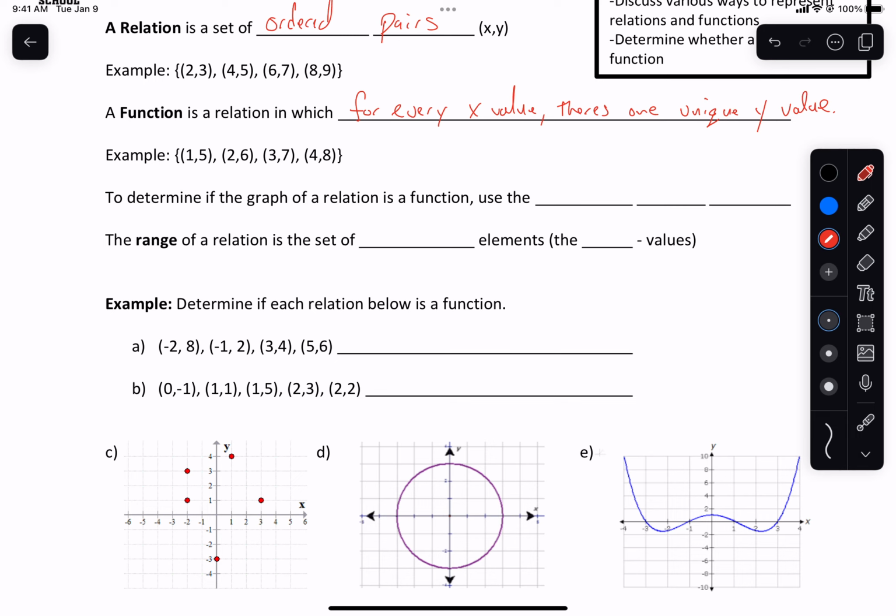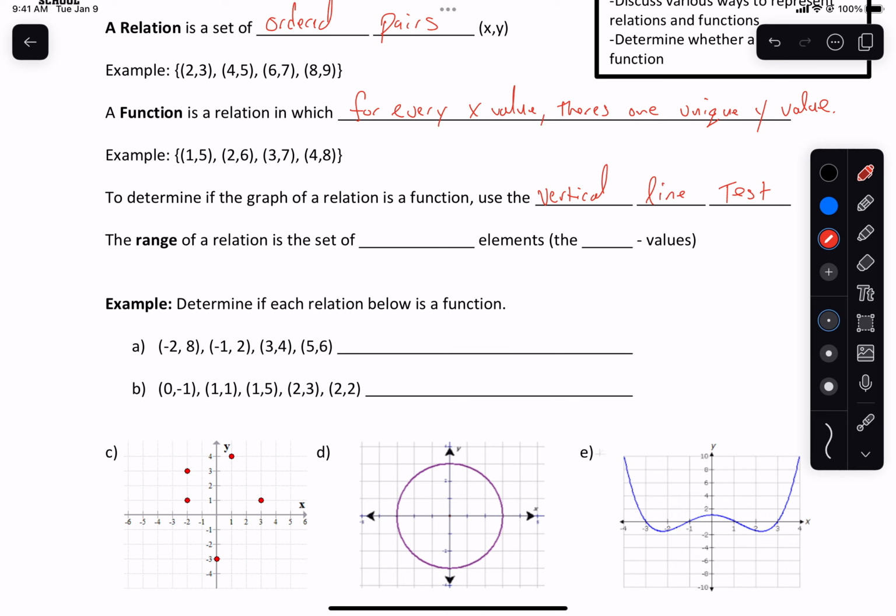So to determine if the graph of a relation is a function, we use what's called the vertical line test. The vertical line test actually just contextualizes in a very nice way that very wordy definition that we've just used. That's the vertical line test.